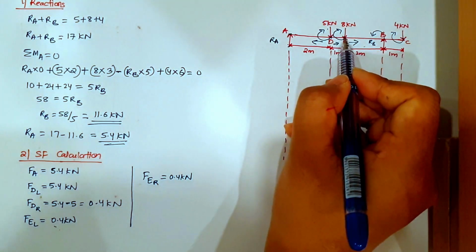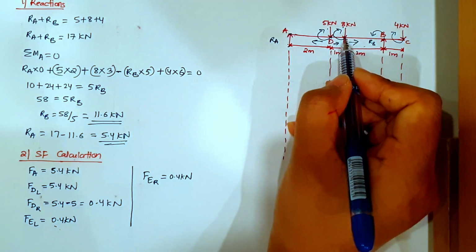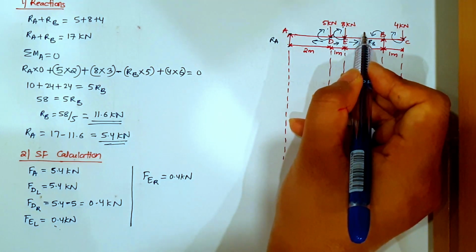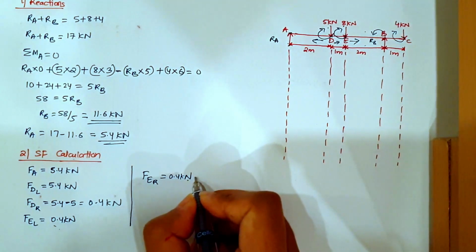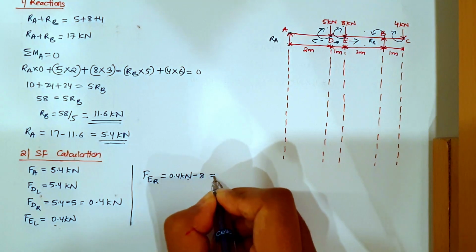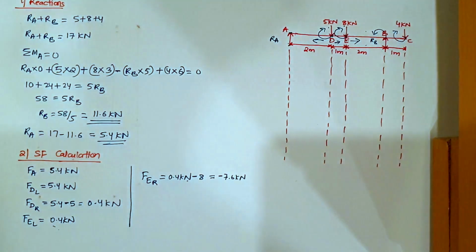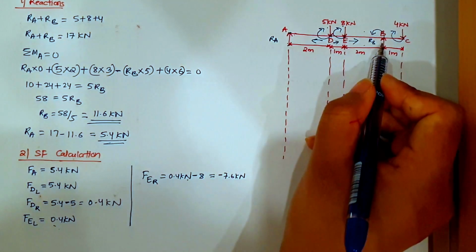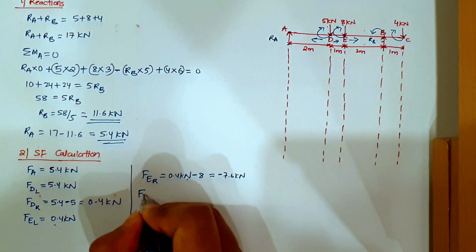kilonewton. Now on top of E we have exactly 8 kilonewton load. This 8 kilonewton load acting at E, we will take to the right hand side. So we will do addition, and since it is coming from top to bottom, it is -8. So this will come equal to -7.6 kilonewton.